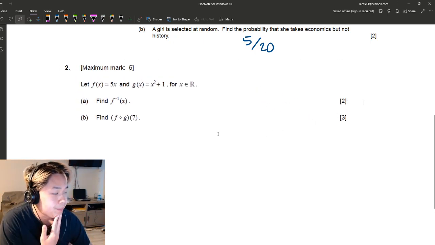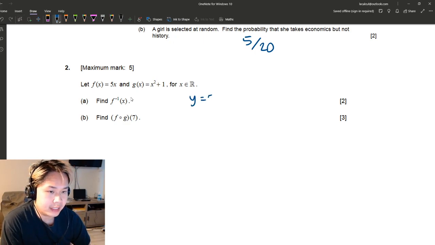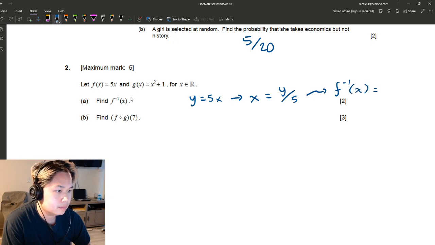Okay, what's next? Okay, some functions. We got f, we got g. Let's find f inverse. Well, okay, so y equals 5x, which means that, wow, that's an easy inverse. x is essentially y divided by 5, and then of course we just change the notation. So x over 5.